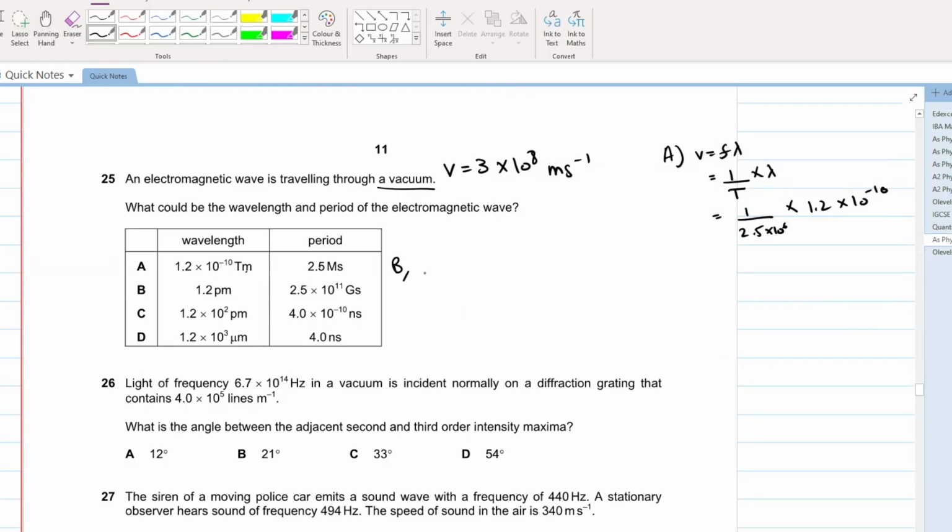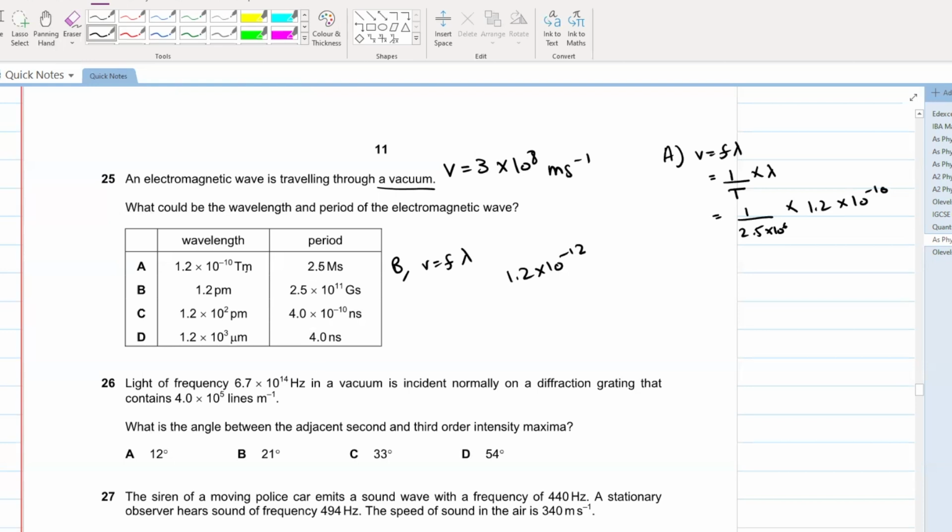Let's do it with option B. The wavelength is 1.2 picometers. What is picometers? 10 raised to the power of minus 12. What is the time period? 2.5 into 10 raised to the power of 11 gigaseconds.